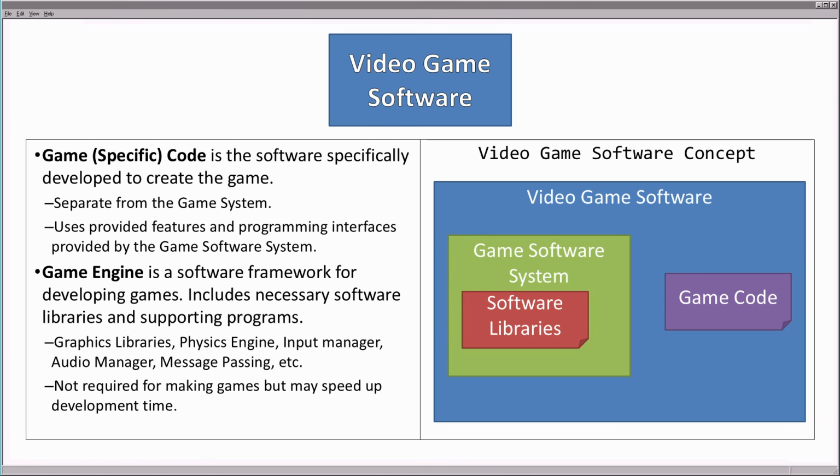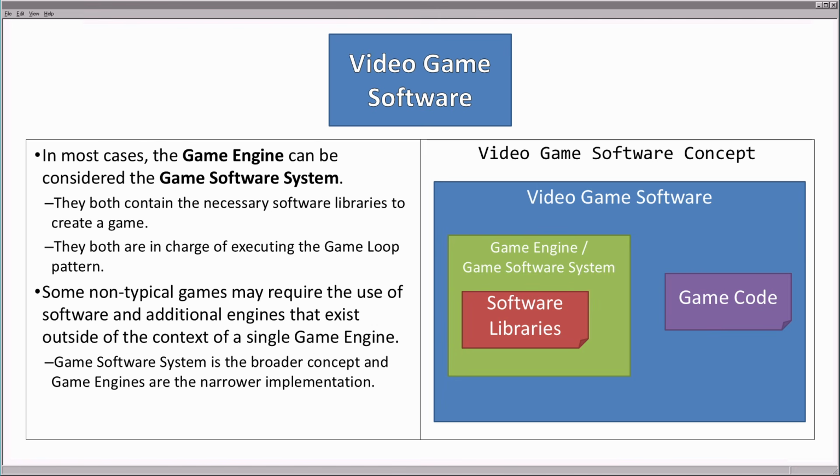A game engine is a software framework for developing games. It includes necessary software libraries and supporting programs. The engine contains graphics libraries, a physics engine, input manager, audio manager, message passing, and so on. Once more, a game engine is not required for making games, but it may speed up development time.